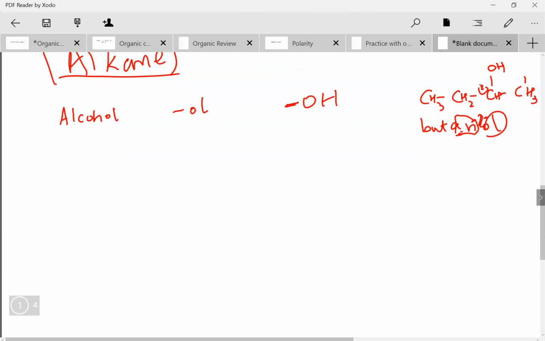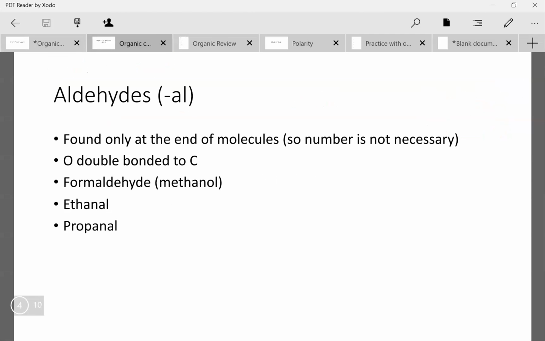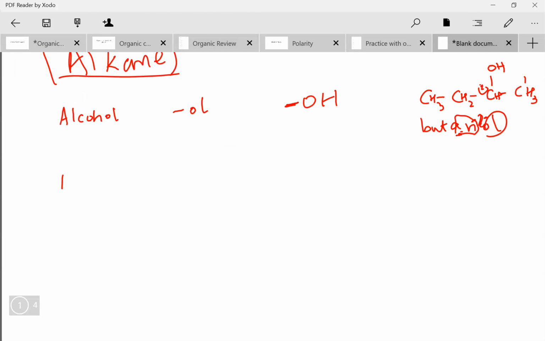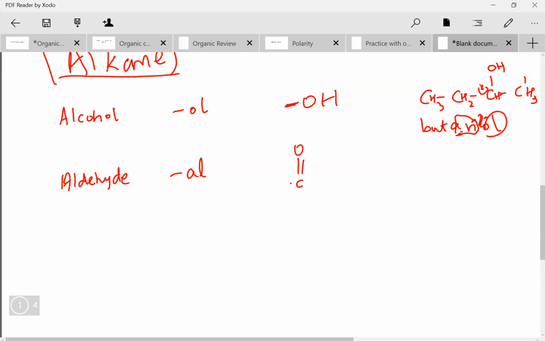The next functional group is a, let me just check if I'm doing this in order. Yeah, aldehyde, ketone. Okay, yeah. Where was I? Is an aldehyde. Ending is Al. What it looks like is a double bond. This is basically what the functional group looks like. If you have a carbon double bonded to an oxygen at the end or the beginning of a molecule, so basically at the edge of the molecule. So, like here, double bond, and so we have to add the H.